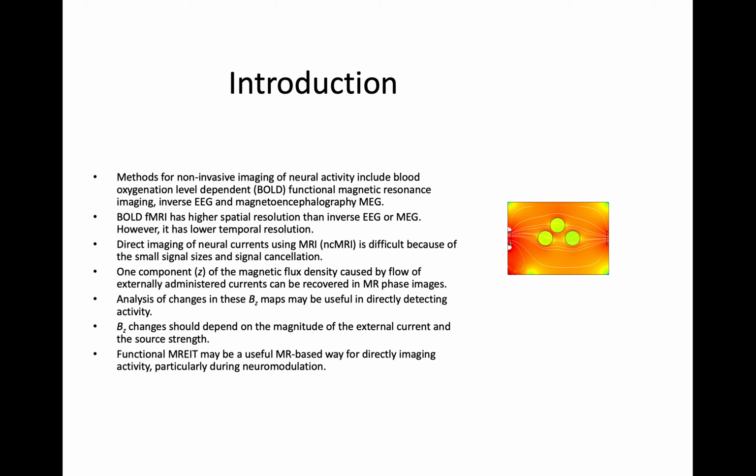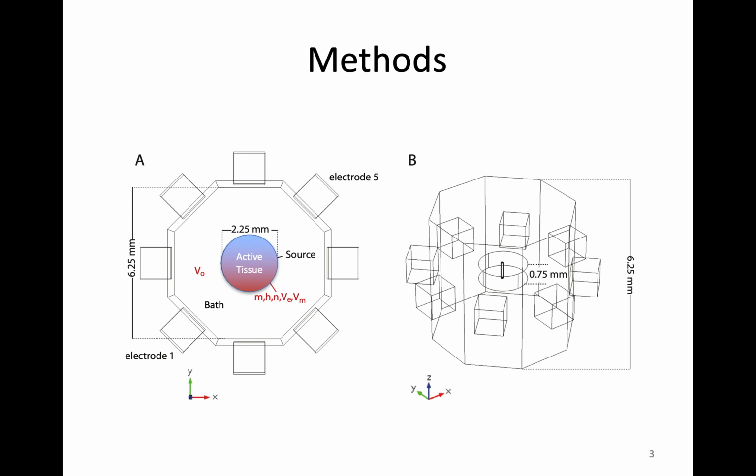Because the imaging currents may also affect activity levels, the contrast might be usefully exploited to image activity caused by neuromodulation techniques such as deep brain stimulation or transcranial DC or AC stimulation. We recently demonstrated an activity level dependent contrast in fMREIT using in vitro tissue tests. This work was reported in the journal Neuroimage.